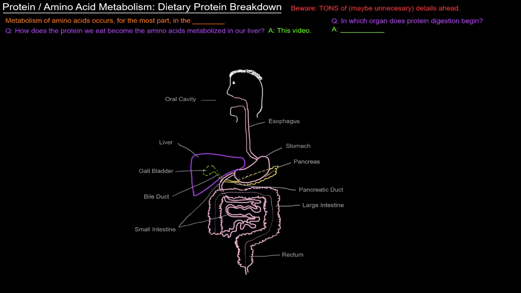Okay, so metabolism of amino acids occurs, at least for the most part, in the liver. So how does the protein that we eat become the amino acids metabolized in our liver? That's what this video is basically about.